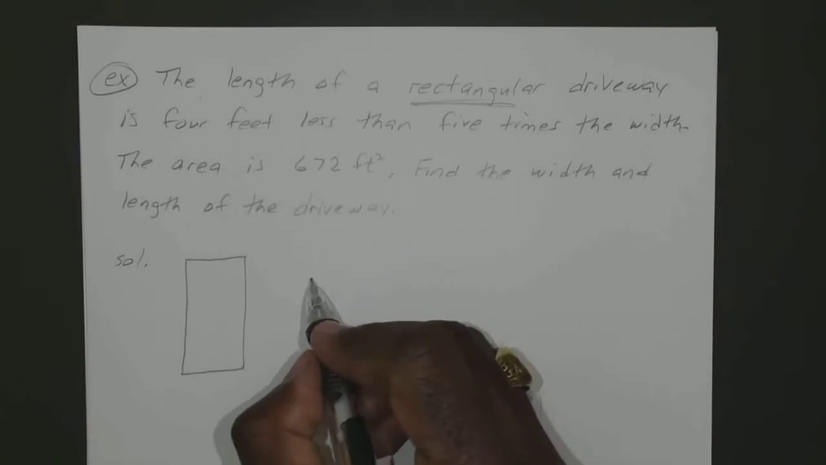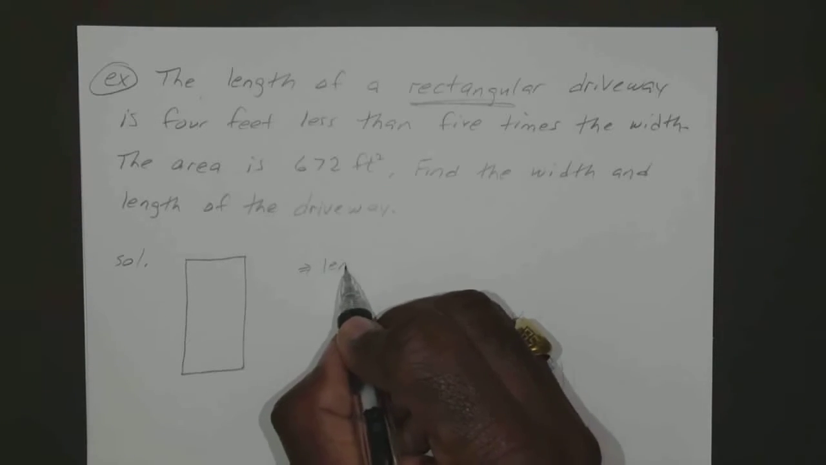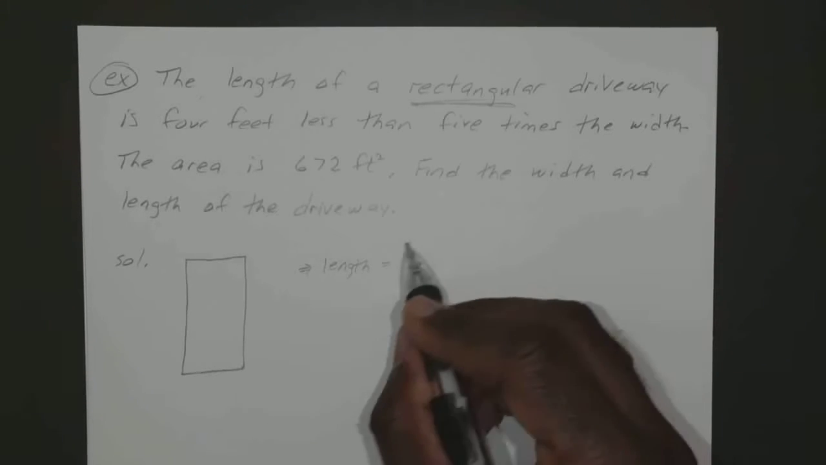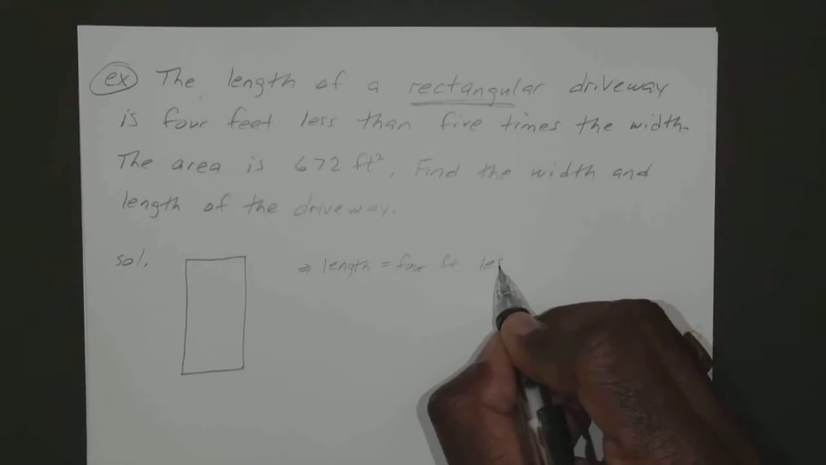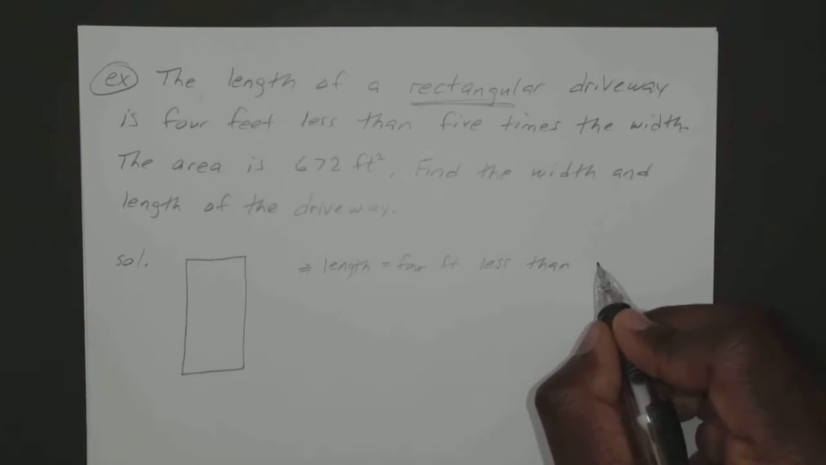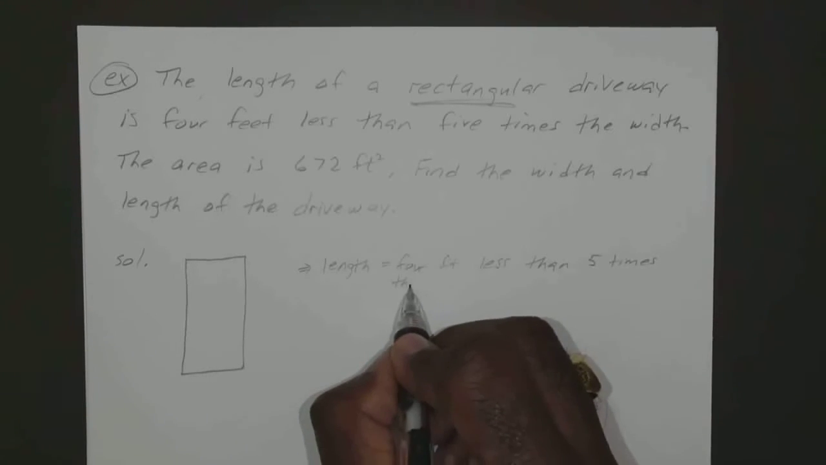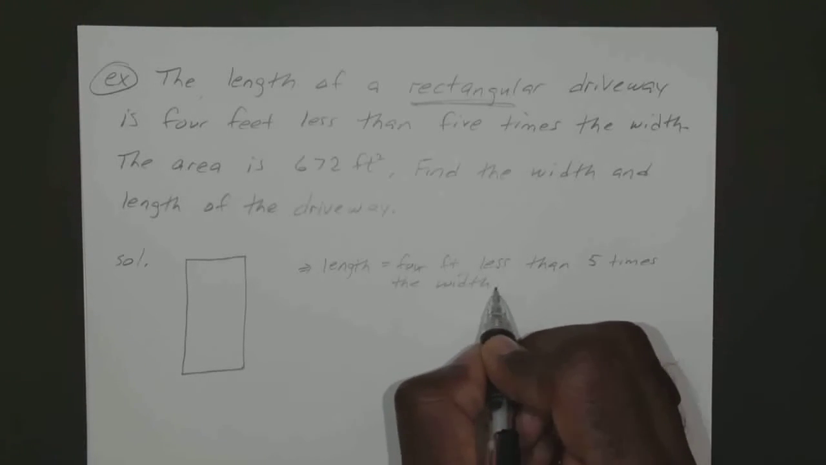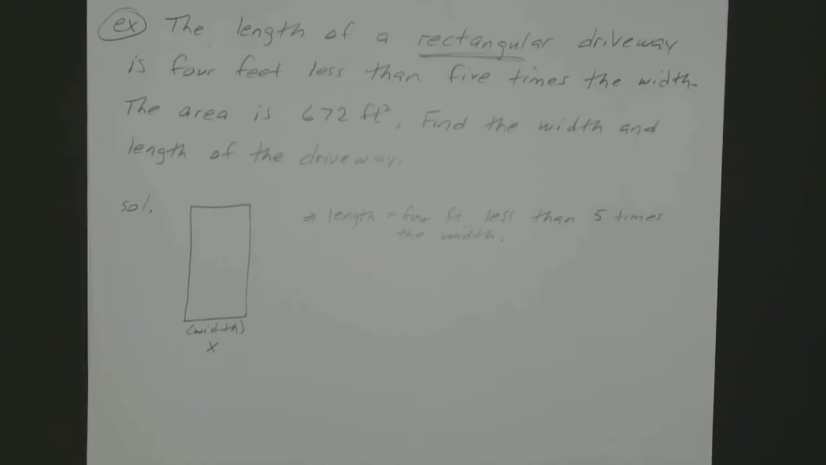So let's say length is 4 feet less than 5 times the width. Okay, that's all fine and dandy, we just don't know what the width is. So for the width, we'll let that be x.